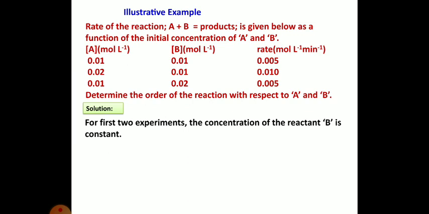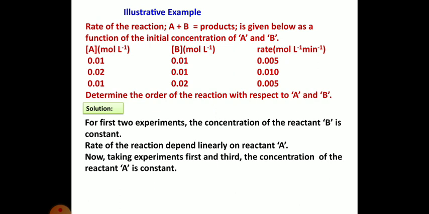At the very first, for the first two experiments the concentration of the reactant B is constant. You just go into the table, you will notice here the concentration of B is constant and the rate of the reaction depends linearly on reactant A. So this is the main logic that you have to apply for solving such problems.